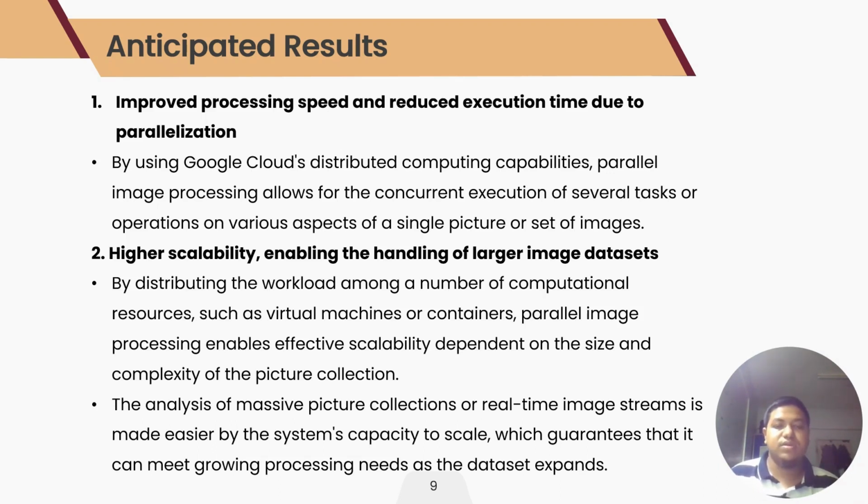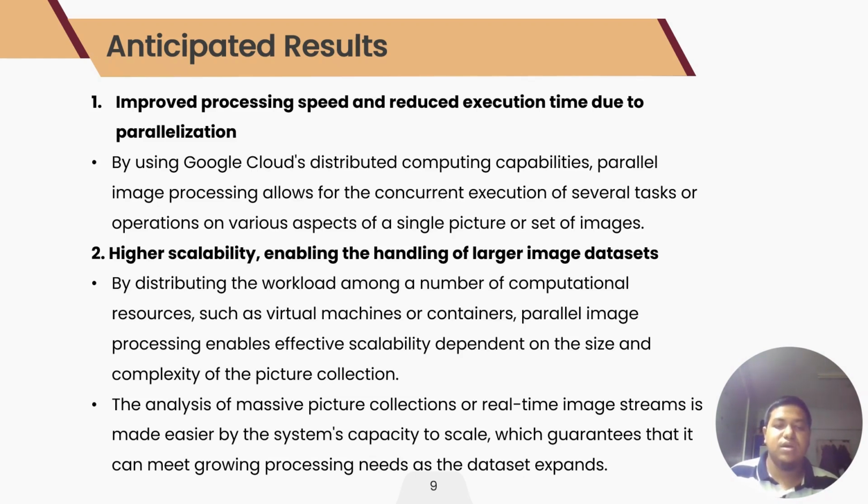About our results and discussion, our first part is anticipated results. For our anticipated results, it's improved processing speed and reduced execution time due to parallelization. By using Google Cloud distributed computing capabilities, parallel image processing allows for concurrent execution of several tasks, operations on various aspects of a single picture or set of images.